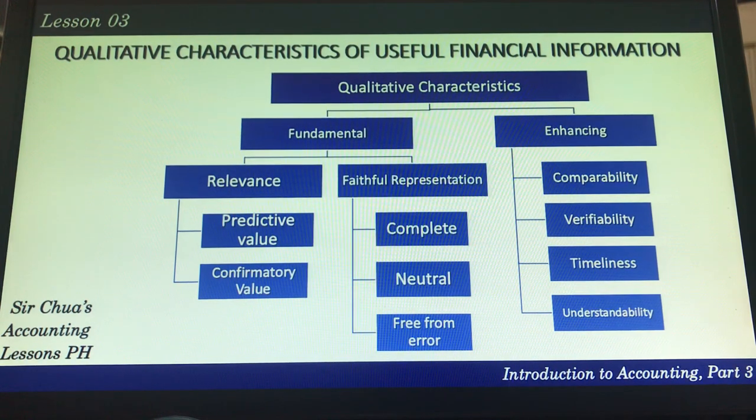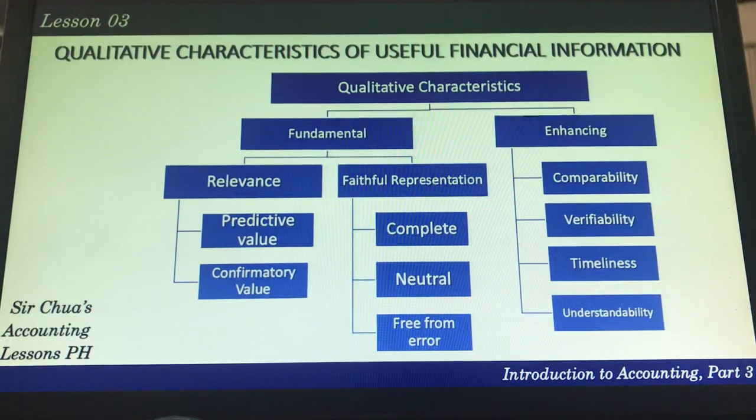Okay? So, relevance has two components. We can do it through predictions or confirmations. Predictive value is because of the financial reports that you are reading, you are able to predict future outcomes. While confirmatory value is you are able to confirm past assumptions. So, kumbaga, predictive value is predicting the future and confirmatory value is confirming the past. Ayan. So, kapag na-achieve yung dalawang yan, ibig sabihin, financial information is relevant.